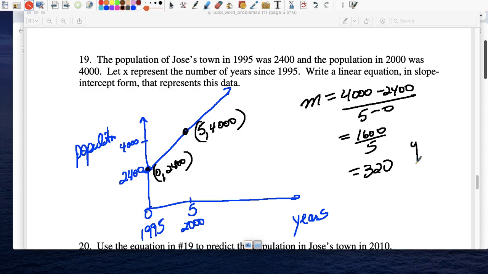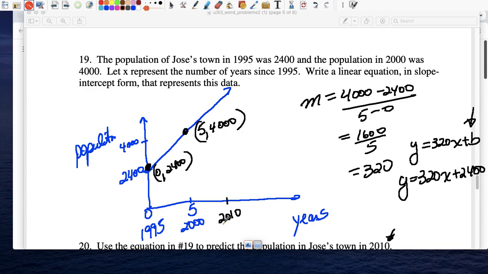So y equals 320x plus b, and we have the b right there. Look, we already know what our b is. So let me write the full equation. Y equals 320x plus 2,400. So the bottom question, I don't know if you see it, what would be the population in the year 2010? A prediction. Well, let me write 2010. 2010 is how many years after 1995? It's 15 years after, right? So I want to know what this guy is here. And that's what I'm looking for. That spot right there.